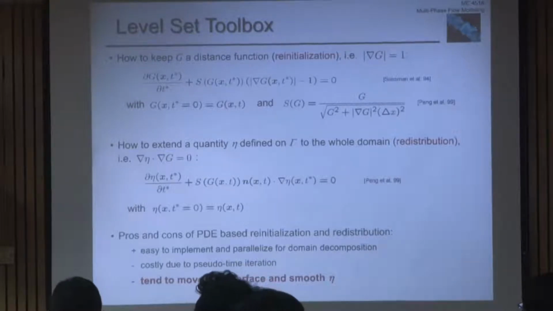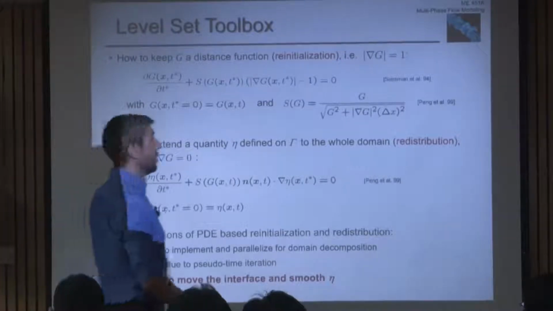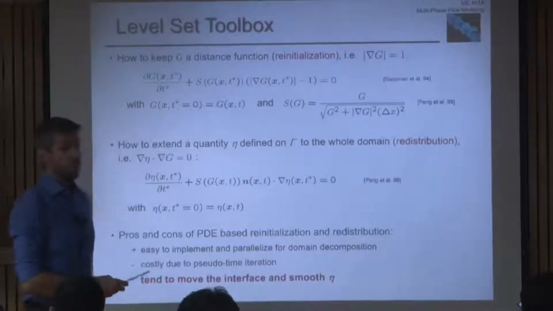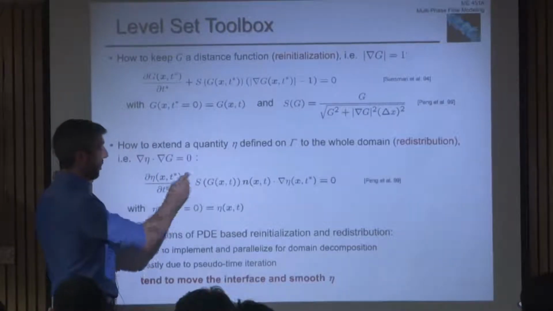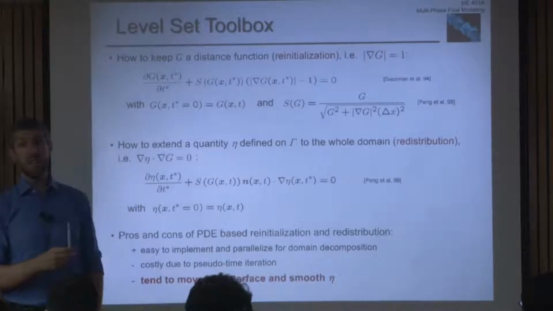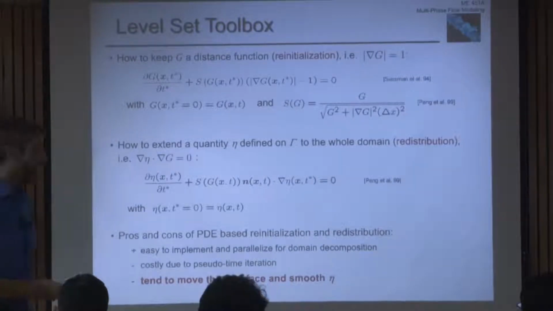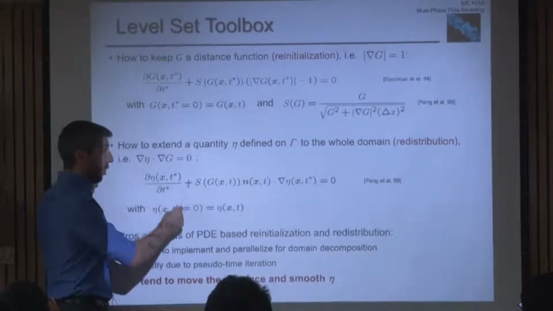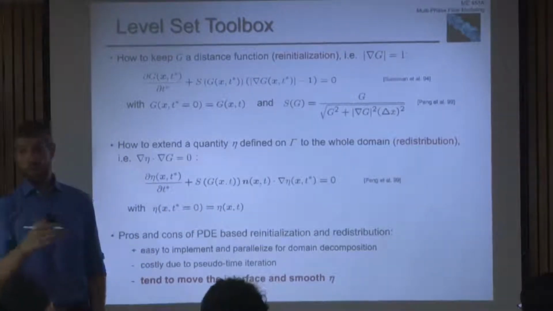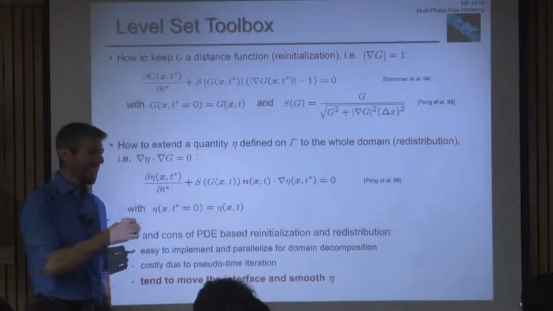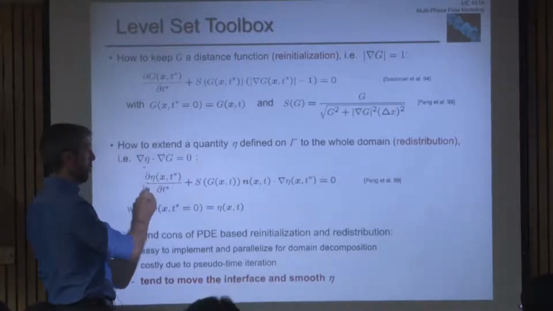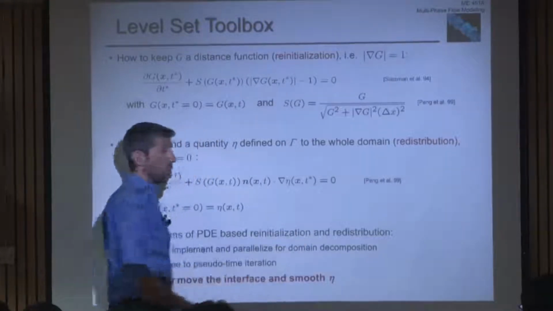So we can solve that equation in the same way as we solved the equation above. The reinitialization equation that we introduced was magnitude of grad g is equal to 1. Now we could be interested in solving the equation grad of eta dot grad g is equal to 0. Well, we can do that in exactly the same way. We will add a time derivative and a sine function to control the direction of the characteristics emanating from the front, and then we just put normal dotted with grad of that function equal to 0.